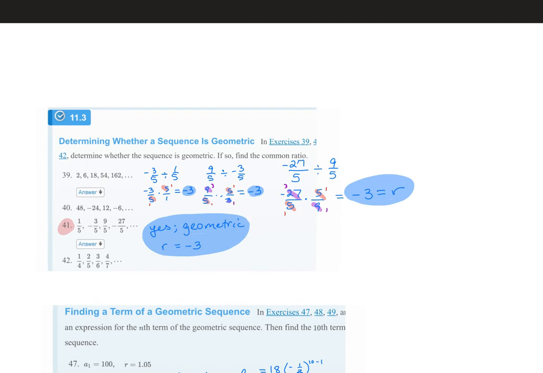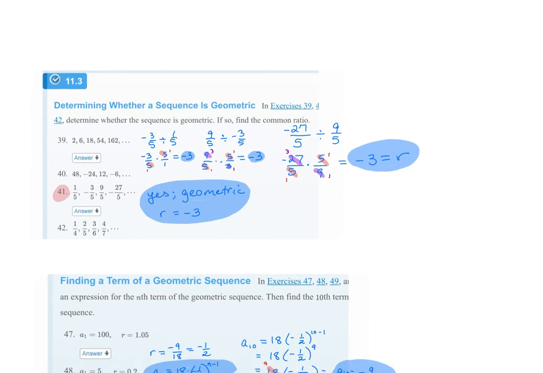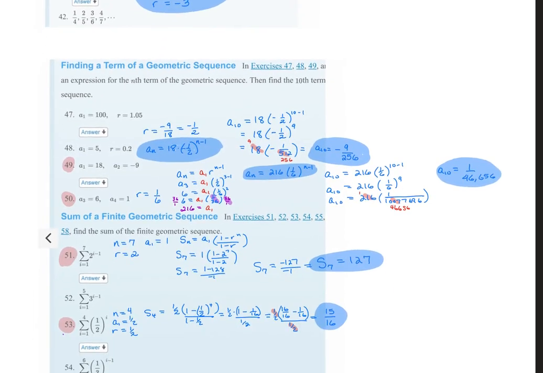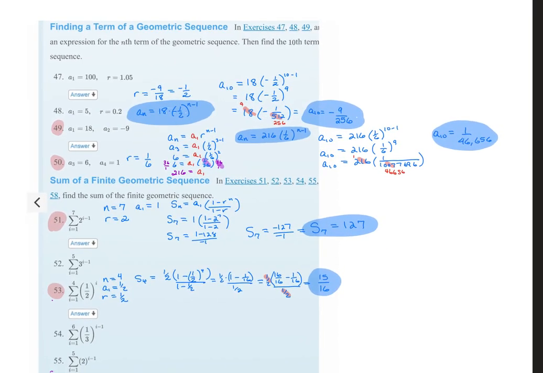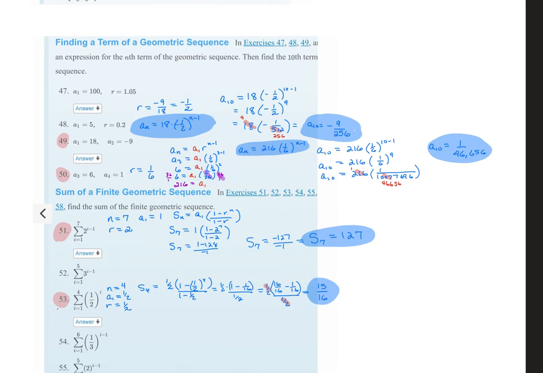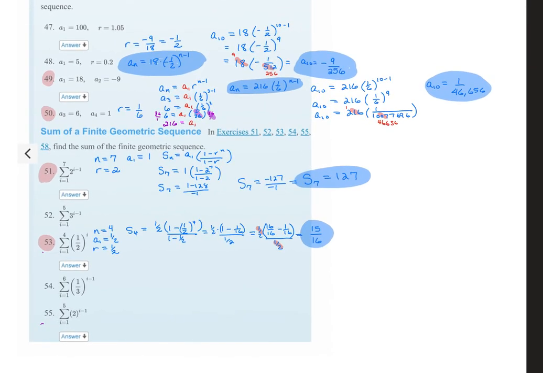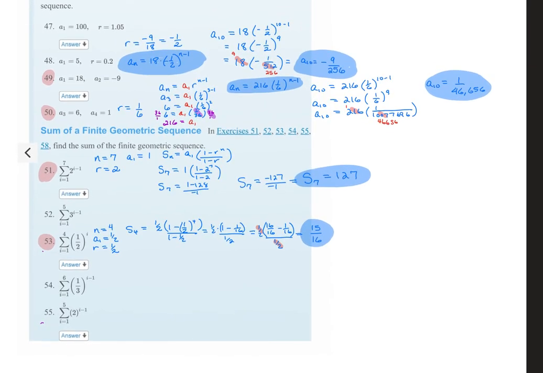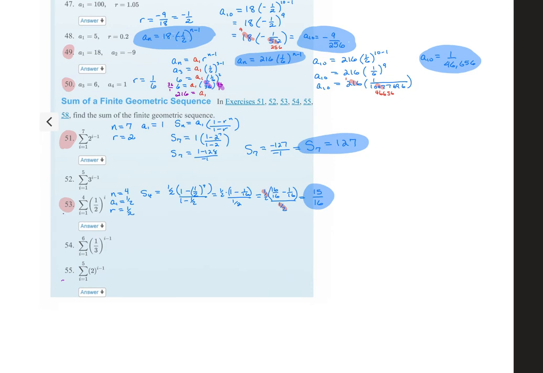Where? 41 is just identifying that it's geometric. For 49, they give you 2 terms you're finding. And again, pay attention. When it says the nth term, that means find a sub n. And then it says then find the 10th term, so you're finding a sub 10. And then you've got sum of finite, and then the last one was sum of infinite.